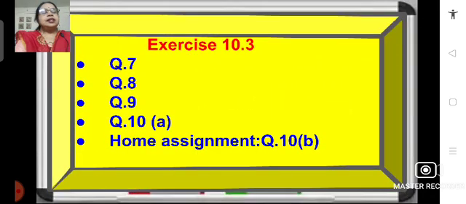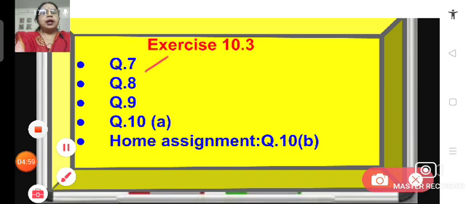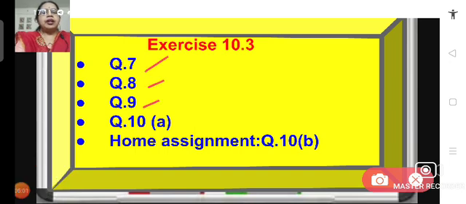Now let's move on to the next problem of exercise 10.3. Let's see what we are going to solve from exercise 10.3 in this session. It will be question number 7, question number 8, question number 9 and question number 10A if the time permits.